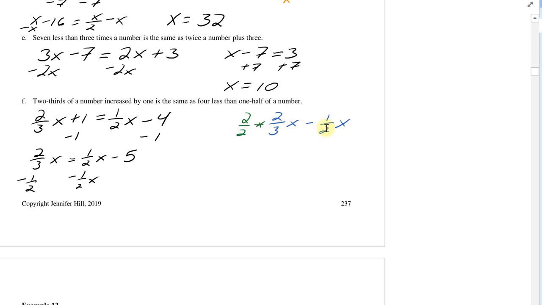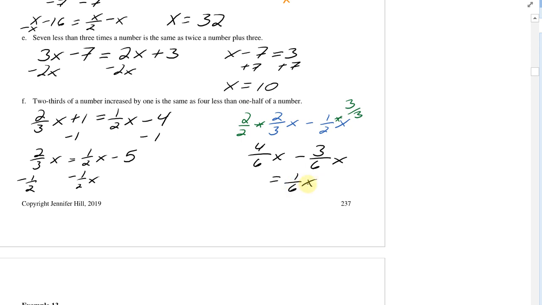And then what do I need to multiply 2 by to get to 6? I need to multiply 2 by 3. So I'm going to kind of run out of room here. And whatever I do to the bottom, I do to the top. Okay, so now let's multiply this together. 2 times 2 is 4. 2 times 3 is 6. So this is 4/6 x. And then over here, 1 times 3 is 3, and 2 times 3 is 6. So there's what my calculation becomes. So now this is ultimately going to equal 1/6 x.